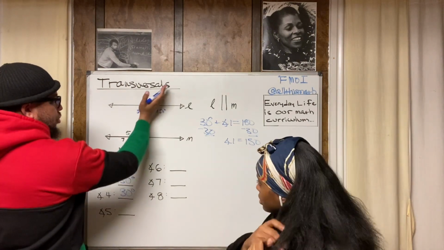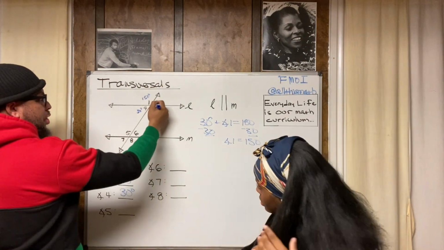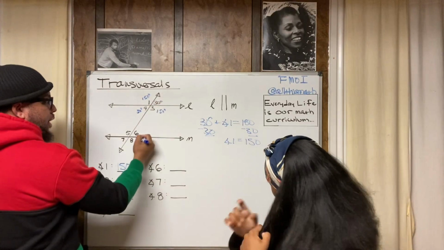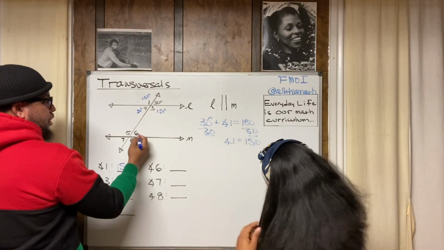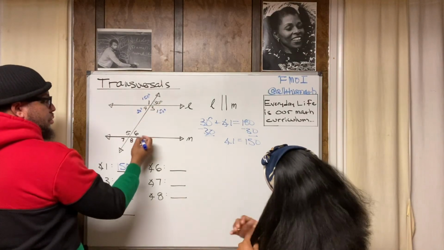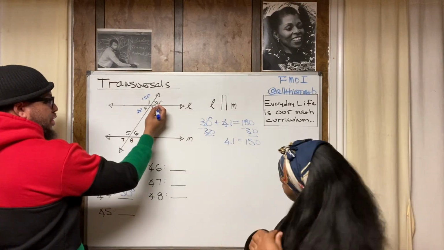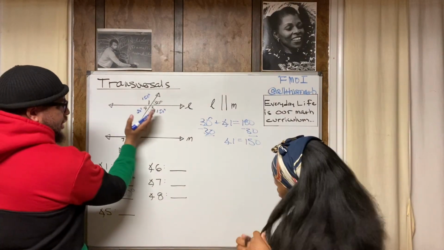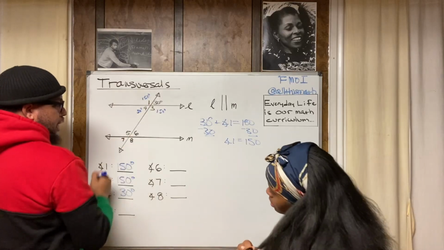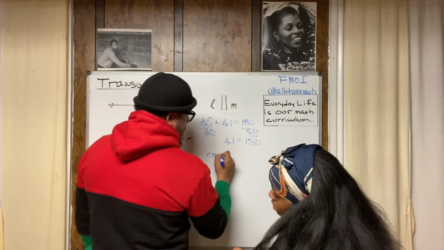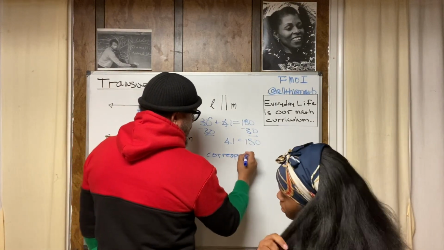They're on the same side of the transversal, and they're both above their respective parallel line. 30 is above L, 6 is above M. And they're on the same side of the transversal. They're both on the right side. That's called corresponding.